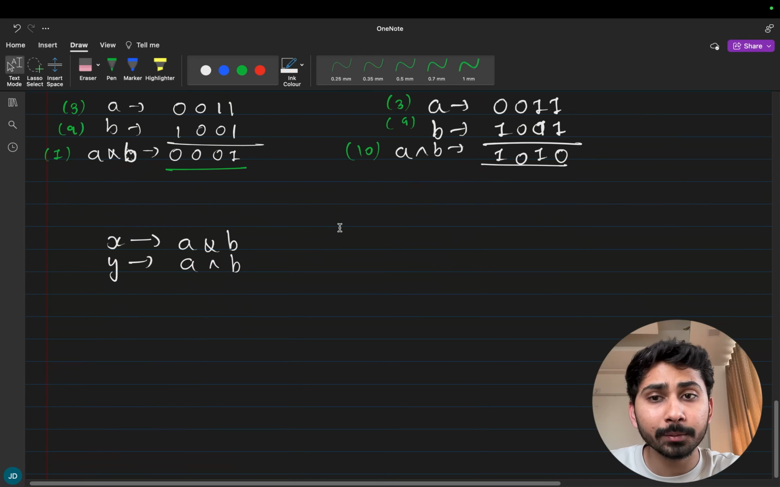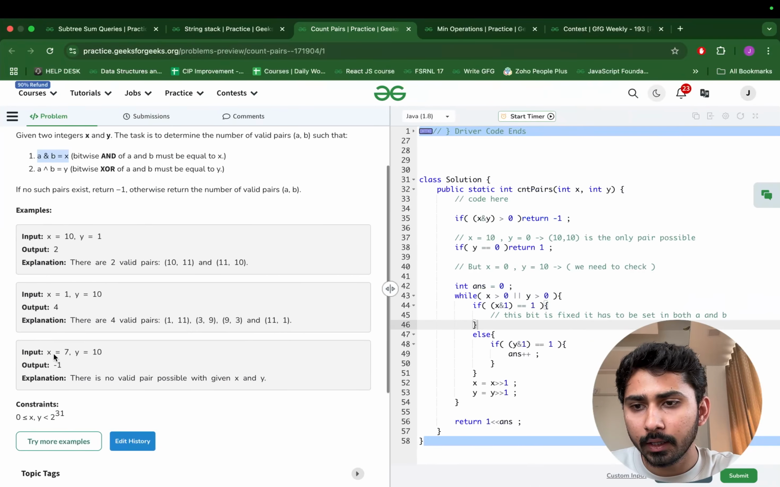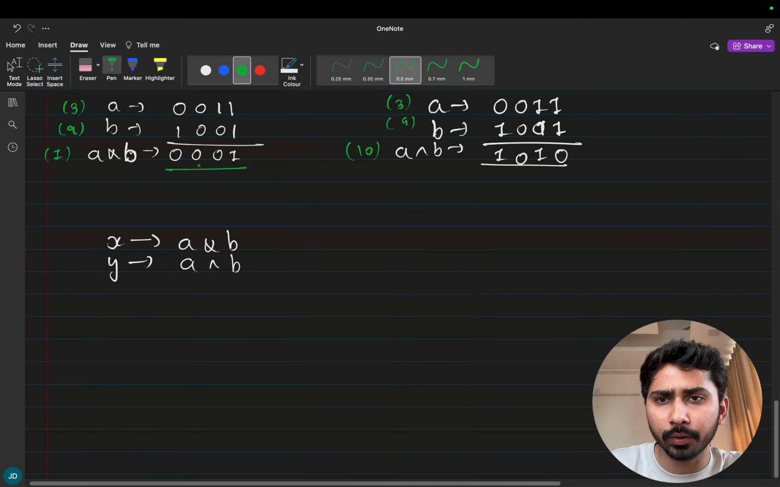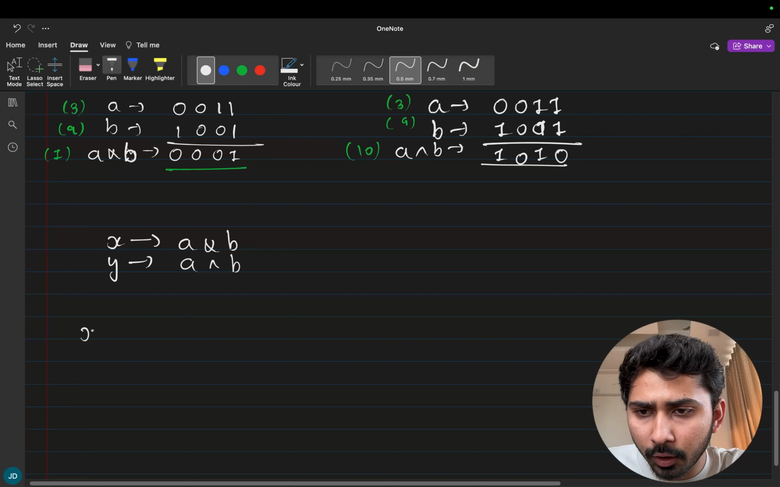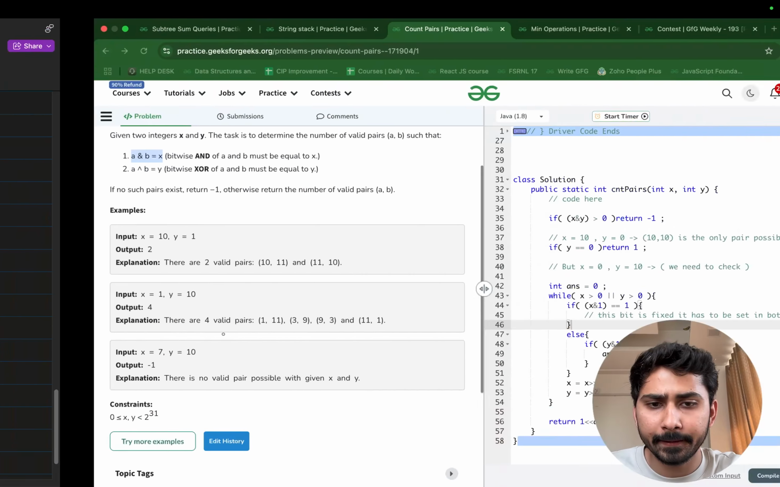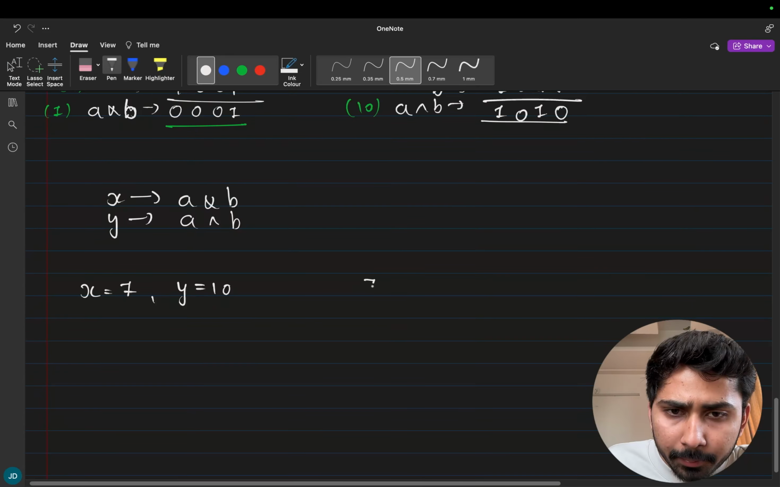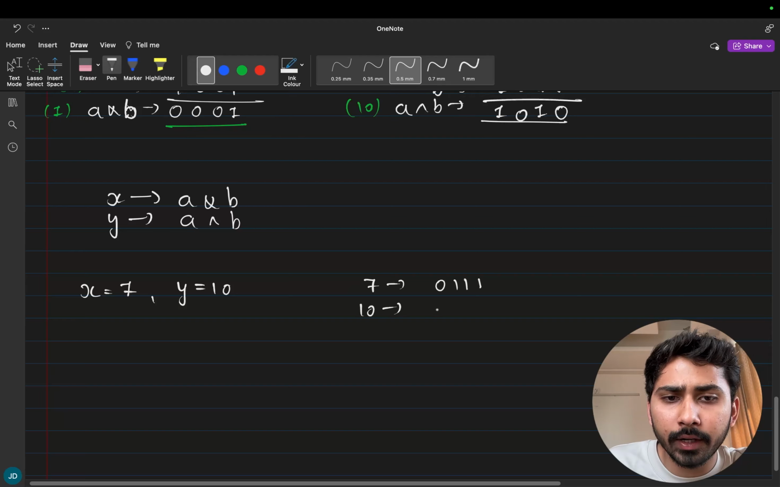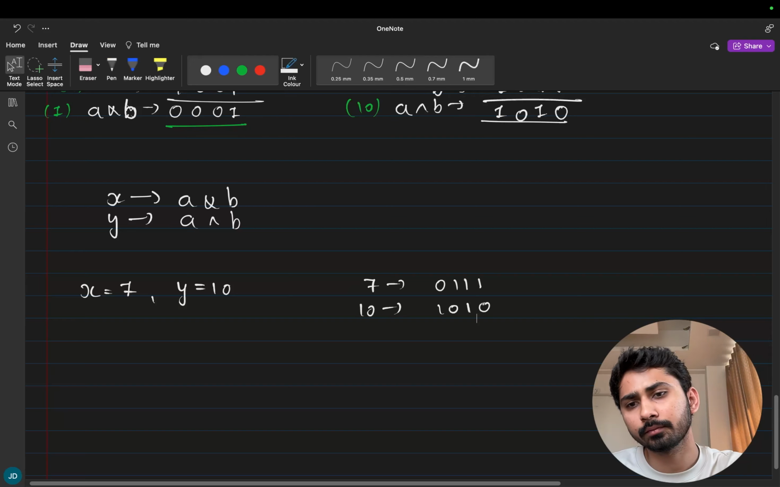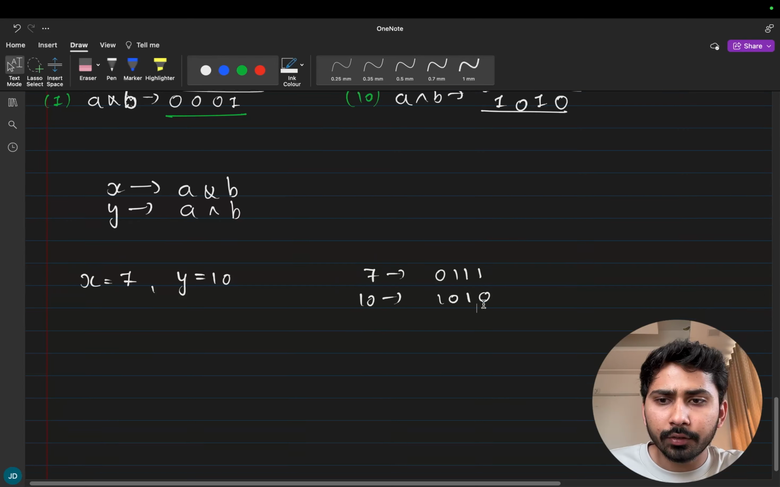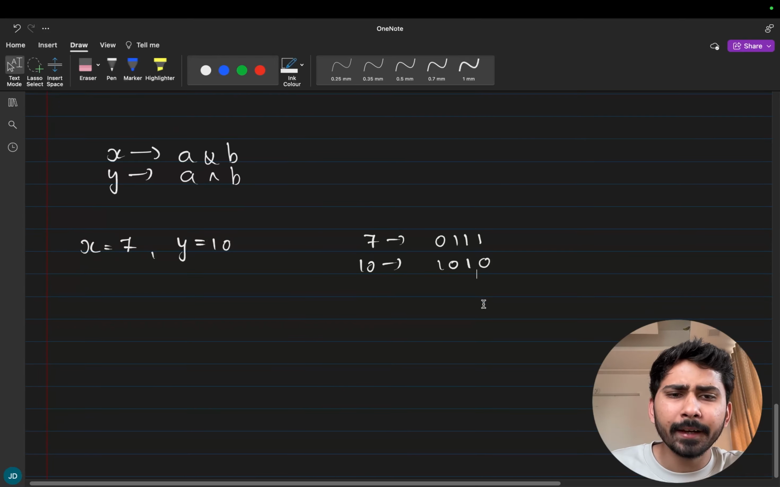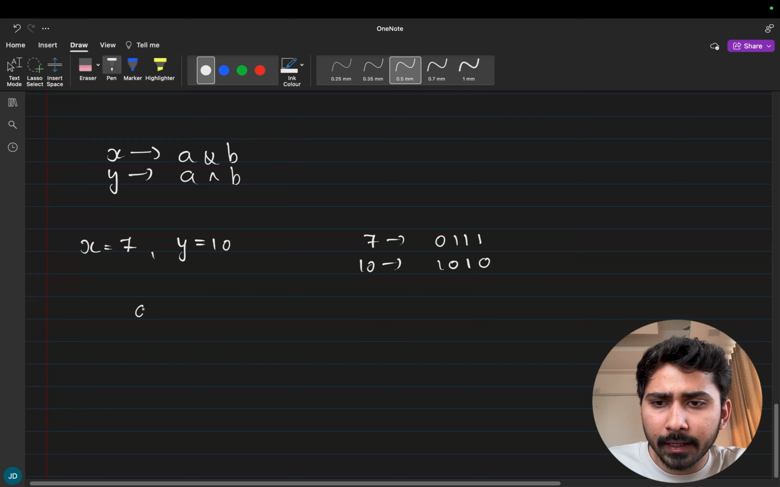Now the next observation is very important. The third example says X equals 7 and Y equals 10, where the output was actually -1. Now I'm starting the intuition along with this. So X equals 7 and Y was equivalent to 10, right? So what is the binary representation of 7? It is 0, 1, 1 and 1. What is the binary representation of 10? It is 1, 0, 1 and 0. So in this case, what I can observe is that it is saying the output is not possible. But let's see why the output is not possible.